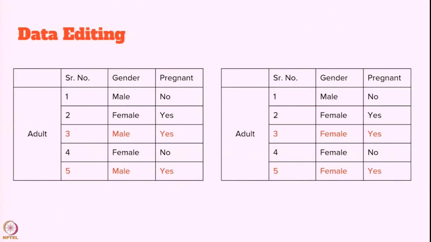One is data editing. We know that we collected the data for pregnant, we know that male cannot be pregnant, we will change the value from male to female. This is called data editing, where we edit the data.